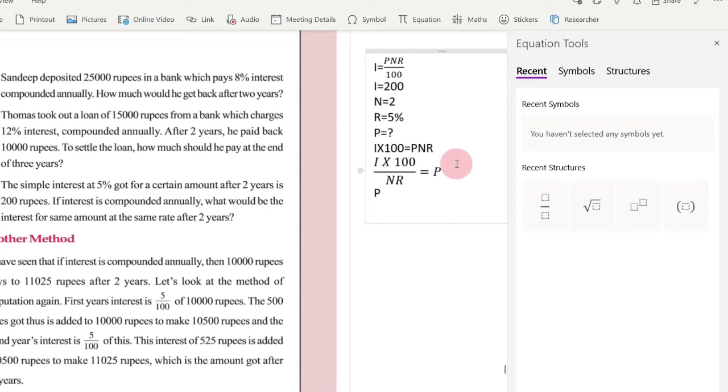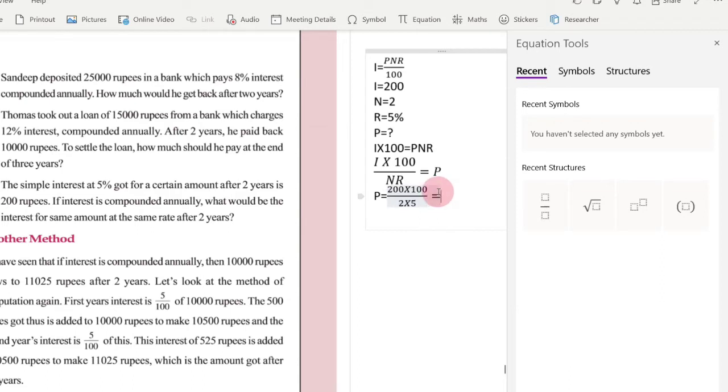That is P is equal to... What is I? I is equal to 200 into 100 by NR. What is N? N is equal to 2, and what is R? R is equal to 5. So here we have 200 into 100 by 2 into 5.